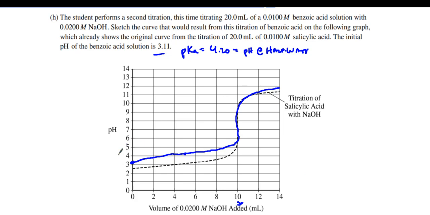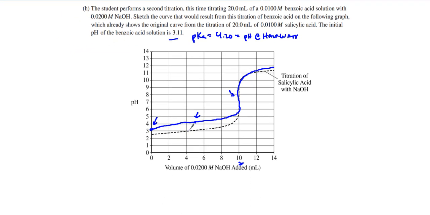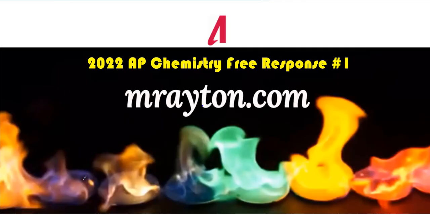You can see probably the 2 points they're looking for are where you start, halfway to the equivalence point, and at the equivalence point, having a pH above 7 right there. And so that is kind of what we're looking at. And that is the 2022 AP Chemistry Free Response question number 1. I hope that helped.